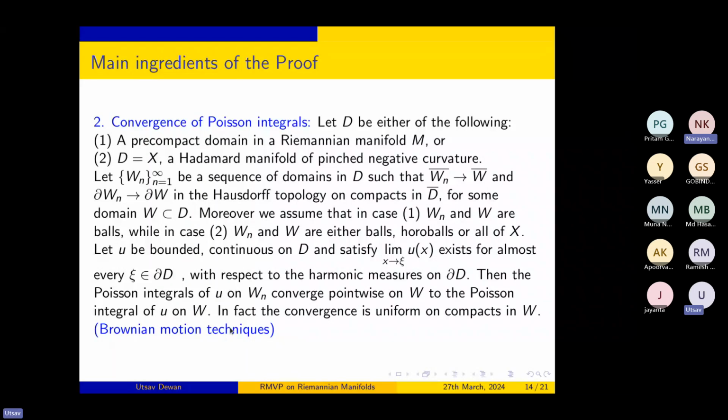Yeah, sure, no problem. So it's like Brownian motion techniques. What I was trying to say is that so far all we have seen is analytic interpretation of properties of harmonic measures, right? They give us a solution to a Dirichlet problem. But on the probabilistic side, these are the Brownian motion techniques.